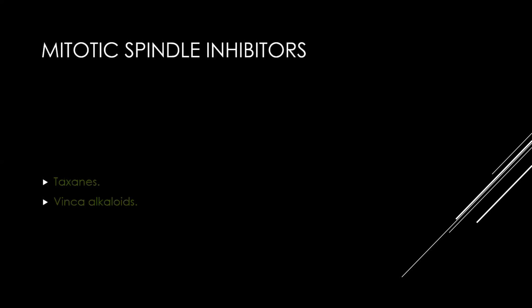Another class is mitotic spindle inhibitors. These are the drugs which are used to inhibit mitosis or cell division. What is their role? We know that these drugs disrupt the microtubules. Now, what are these microtubules? They are the structures that pull the chromosomes apart when cell division is occurring.